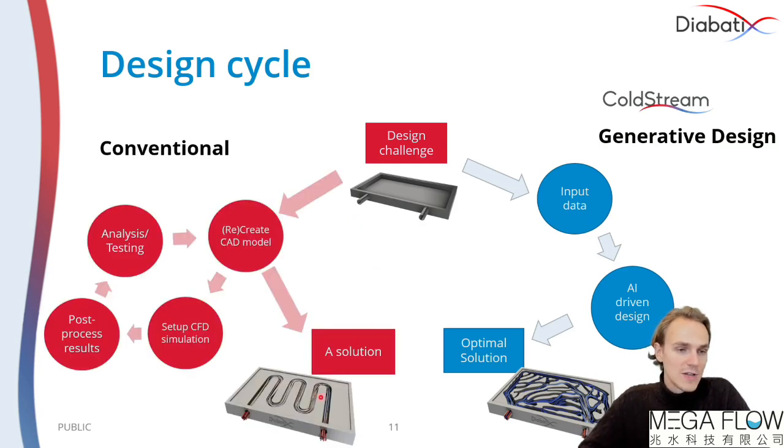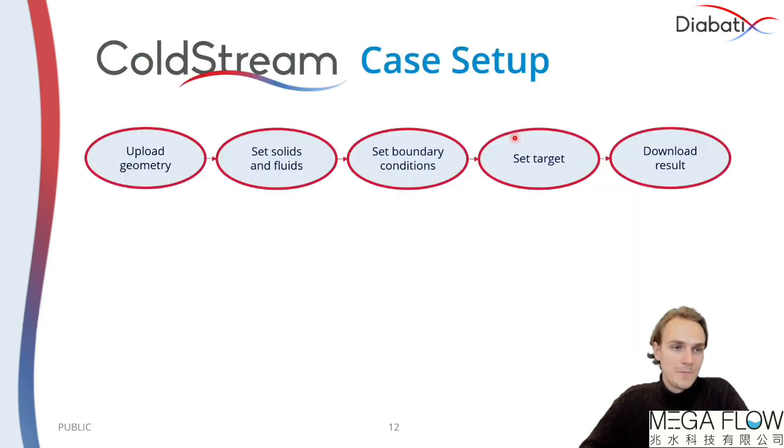And so here you can see, all right, a conventional solution is, for example, a serpentine shape, while a generative design technology will give you these optimized, these organic shapes and structures. And so ColdStream is the generative design software that we at Diabatics have created, and it specializes in topology optimization for both thermal and flow.